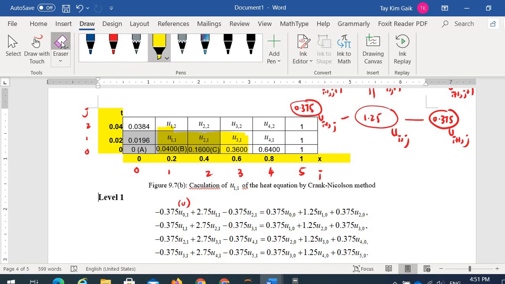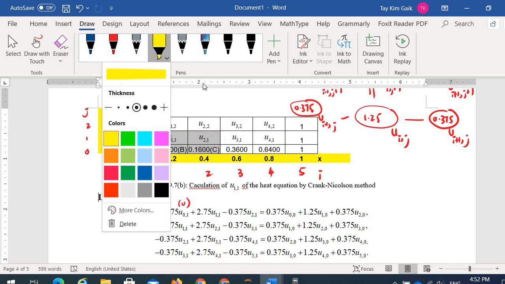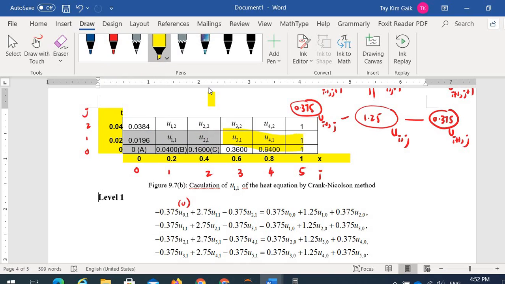Third time, this yellow, you start with U21, U31, U41, and at the bottom U20, U30, U40, because the coefficients in x are the same, only the level 1 on the left side and the level 0 on the right side. And the fourth time, because there are 4 cells, you apply here: first time, second time, third time, fourth time.